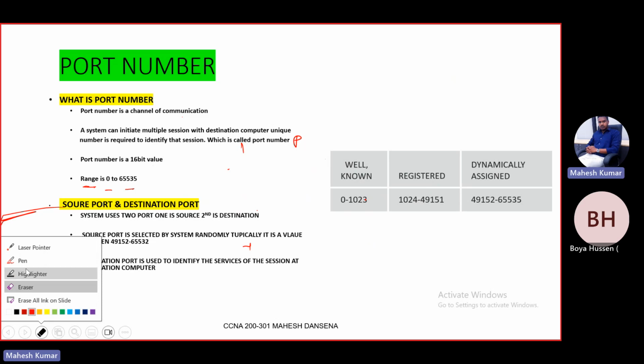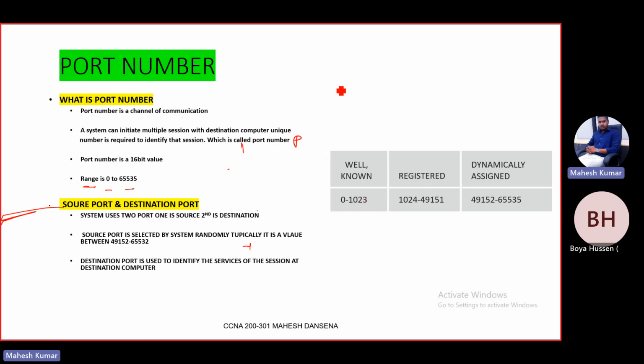Like HTTP, HTTPS, Telnet, SSH, everyone uses their own port number, right? For HTTP we said 80, Telnet 23, SSH 22, like that. Well-known ports are 0 to 1023, which we can also say are reserved. Then from 1024 onward are the registered and dynamically assigned ports. Whenever a PC initiates communication with another PC, the port number will be dynamically assigned from this range.